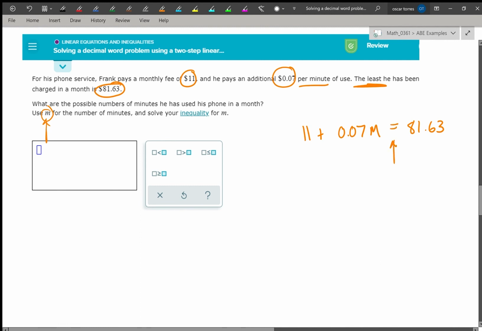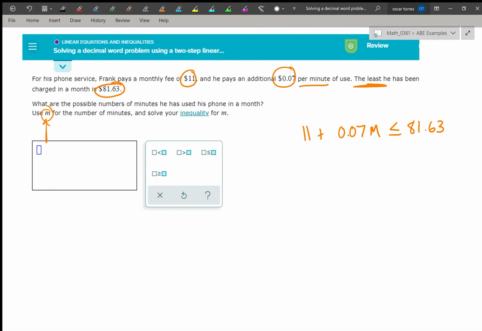We know we're not going to use an equal sign. But if we go back up here, it says that this is the least he has been charged with. So if it's the least he has been charged with, we're going to say that this is less than, and in this case, we're actually going to put this equal sign because he has paid $81.63, but he's also paid less than that amount. So we have a less than or equal to 81.63. Now that we have our inequality set up, we need to solve the problem.